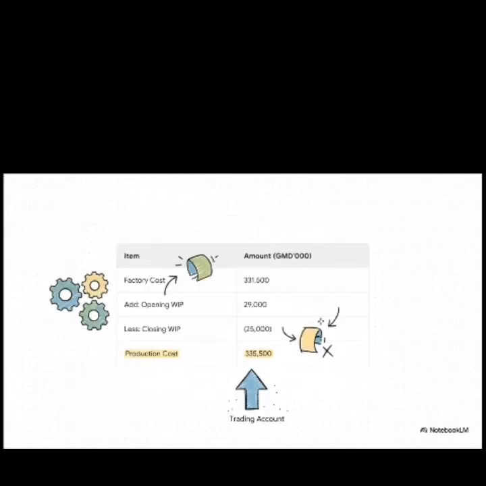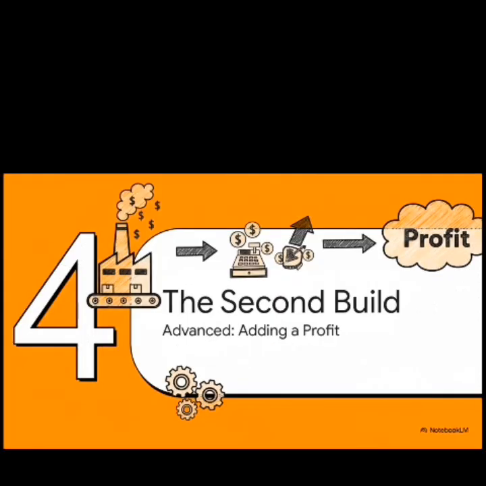And now for the final step. We make that super important adjustment for work in progress. We add the opening WIP of $29,000 and then subtract the closing WIP of $25,000. And that gives us our final answer. The cost of goods manufactured, the big number that gets passed along to the trading account, is $335,500.